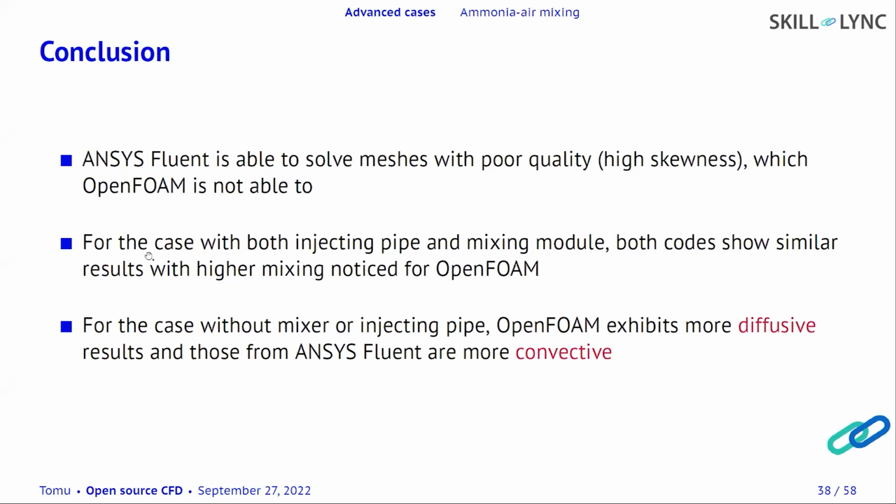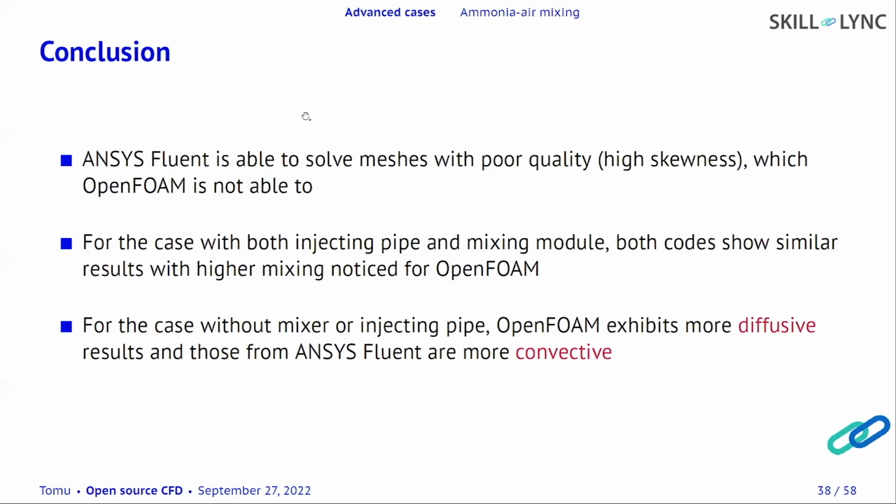And in this case, with the injecting pipe and mixing module, we have seen that OpenFOAM gives us results with higher mixing or higher diffusion. Now, the authors also did the simulation without the mixing module or the injecting pipe. There also they noticed that OpenFOAM exhibits more diffusive results, but ANSYS Fluent results are more convective. So the particles are transported to greater length before diffusion.